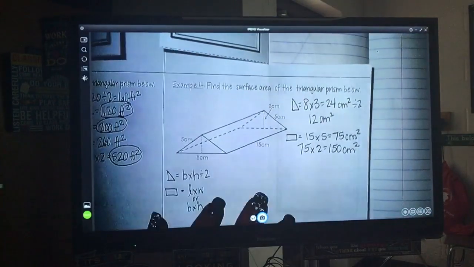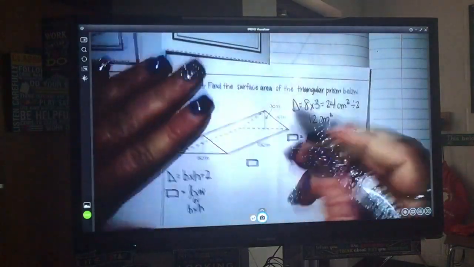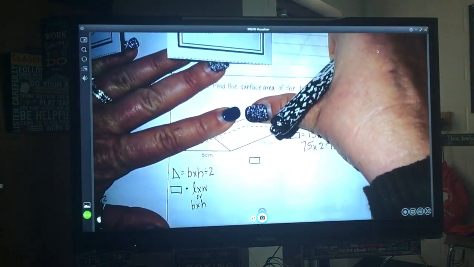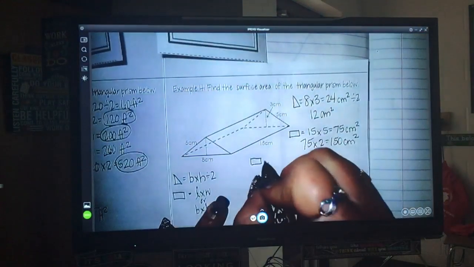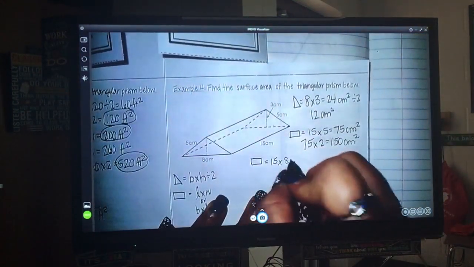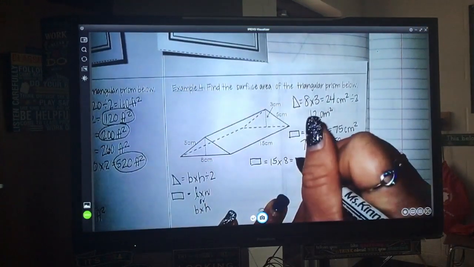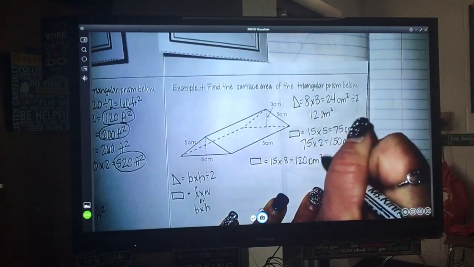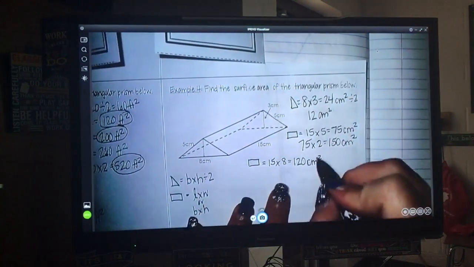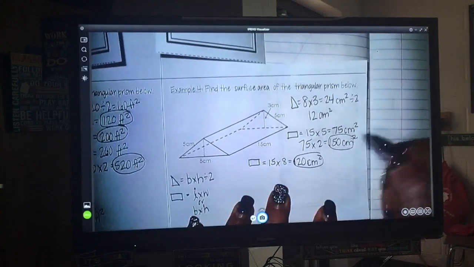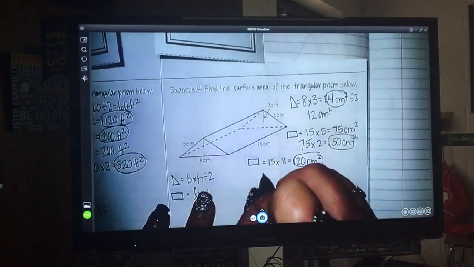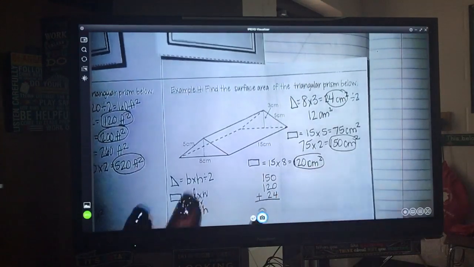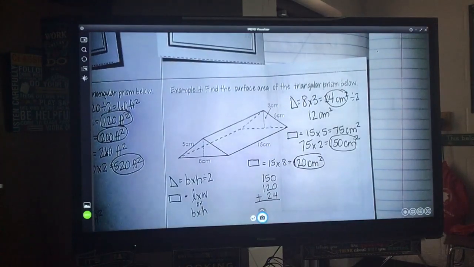And the last rectangle is this one right here. What 2 numbers are we using for that one? Alexa. Which gives me, Jack? 120. Or 120 centimeters squared. Yes. So what do we do with 150, 120, and 24? Add them. Stand up when you have your answer. Please be quiet.